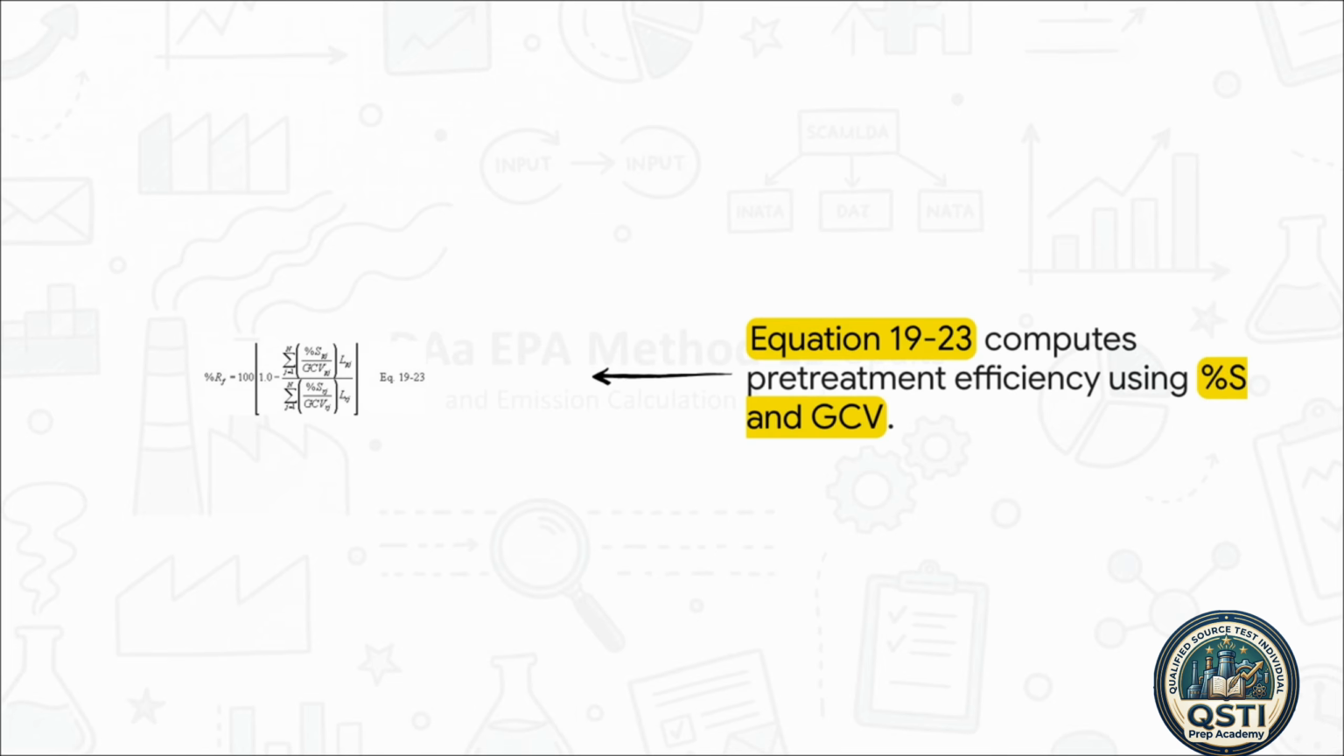Zooming in on that pre-treatment calculation with equation 19-23, you can see exactly where the field data comes into play. The specific sulfur content, %S, and the gross calorific values, GCV, that we gathered via those rigorous ASTM sampling methods plug straight into the denominator and numerator here. You are literally mathematically comparing the raw fuel entering the desulfurization facility against the final product fuel leaving it.